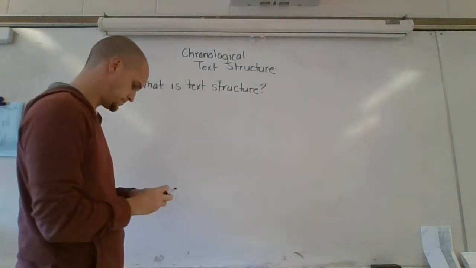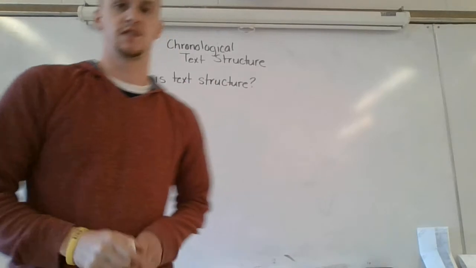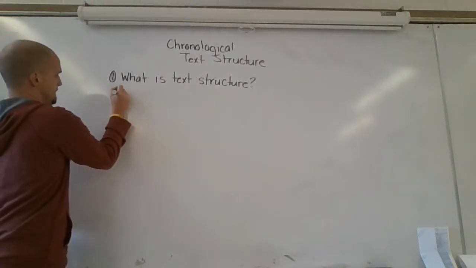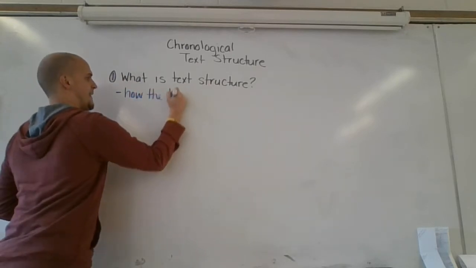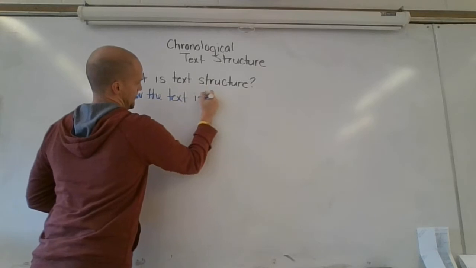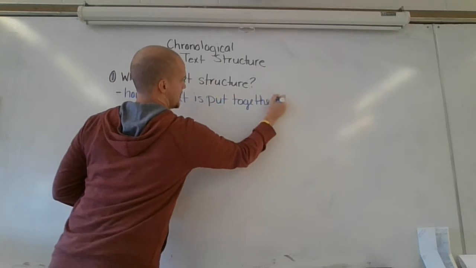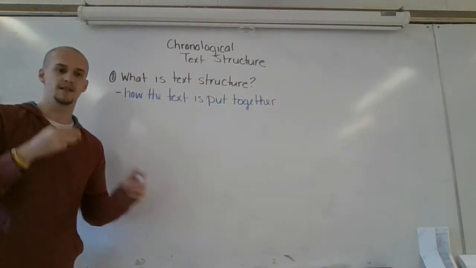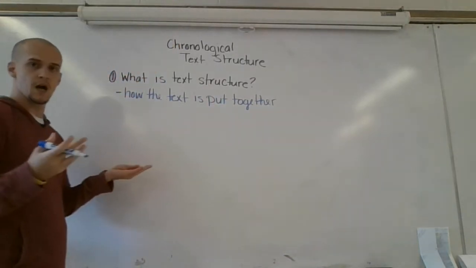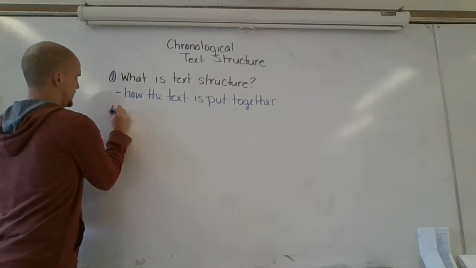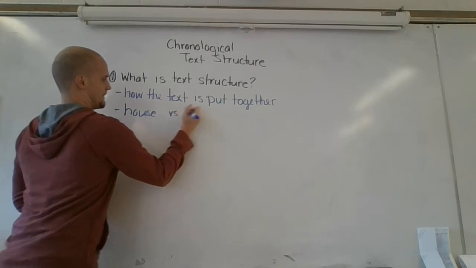All right, so when we're looking at what text structure is, this is real simple. It is how the text is put together. And so to give you an example, there's more than one type of text structure. And so let's take a house versus a skyscraper.